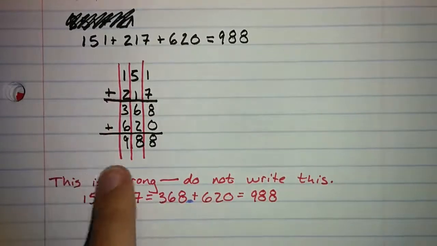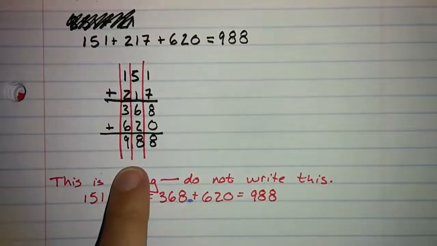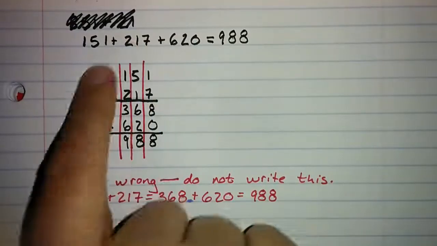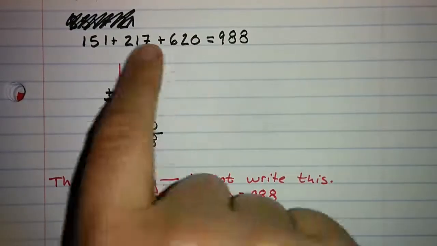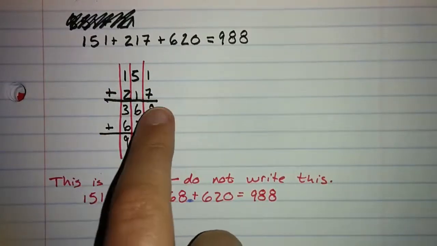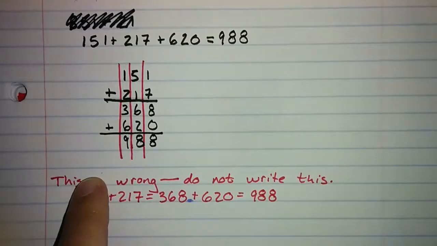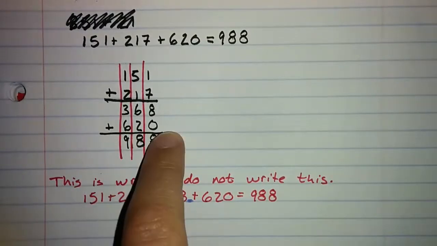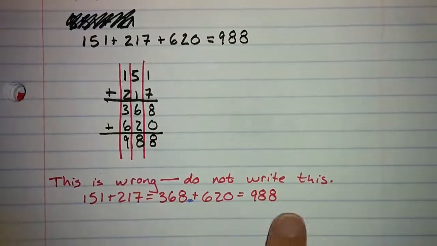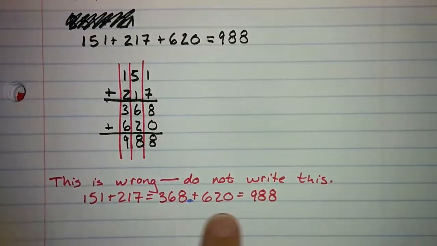We can be a little bit less formal with this vertical setup because it's a machine. It's a device that we use to do this addition. What I've just written out here is the same as punching 151 plus 217, hit the equals button, plus 620 into your calculator. This isn't a sentence, but this is, so don't write this.